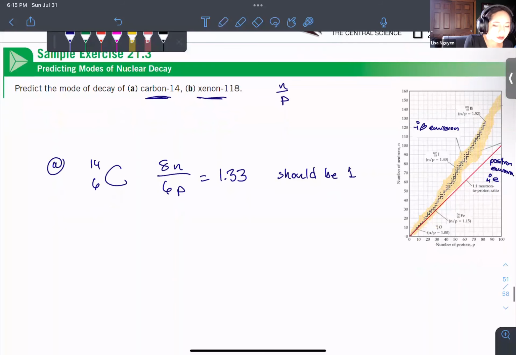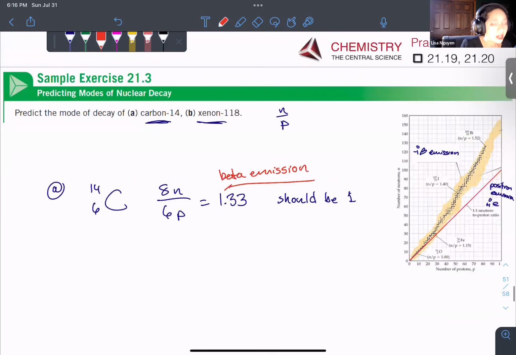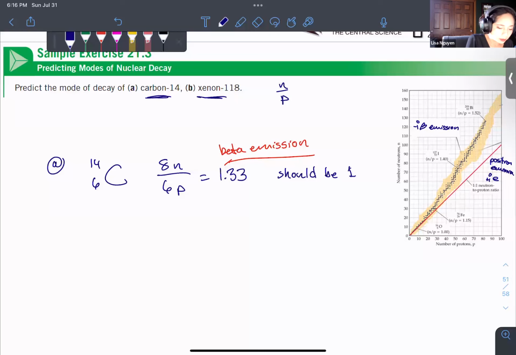So I don't need to give you the belt of stability here. You should know that because carbon is a light element, the most stable nuclei will have a neutron to proton ratio around 1. So this implies that this isotope will most likely undergo beta emission in order to lower its ratio. We've answered the question that carbon-14 will most likely undergo beta emission, but for fun, let's write the full balanced nuclear equation, just for completeness.